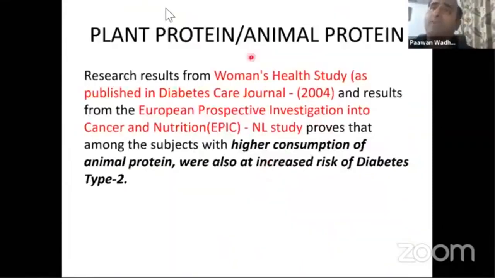So, protein. If you're taking animal food like non-veg, you are also taking animal protein. And if you're taking a lot of soya, lentils and pulses, you're taking a lot of plant protein. So what is the difference between these two protein sources? Research results from the Women's Health Study, as published in the Diabetes Care journal, and from the European Prospective Investigation into Cancer and Nutrition, the EPIC study, prove that subjects with higher consumption of animal protein were also at increased risk of type 2 diabetes. So those who take a lot of non-veg develop more type 2 diabetes.